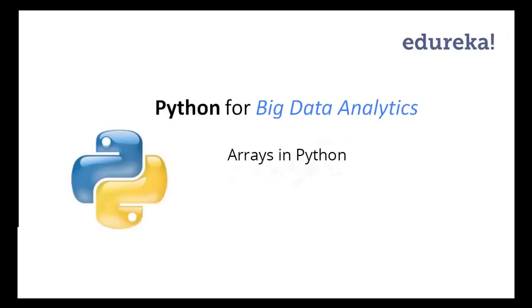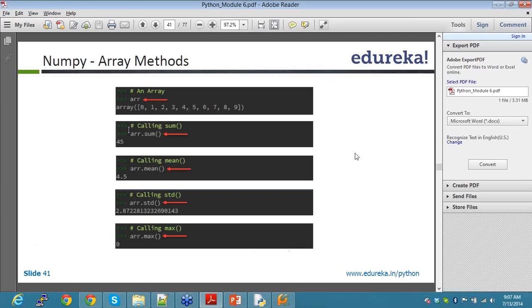I'll be talking about implementing multi-dimensional arrays and matrices using NumPy. Now, this is an array: 0, 2, 3, 4, 5, 7, 8, 9. You can do an array of sum, which will give you 45, array of mean, which will give you 4.5. Now, these are some of the basic mathematics functions, right?